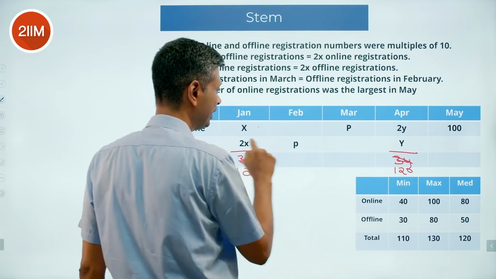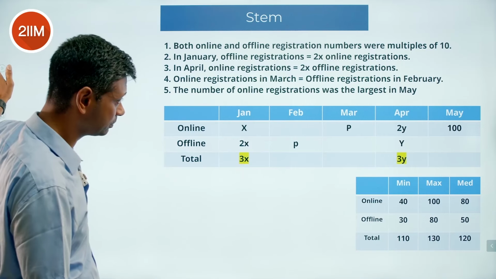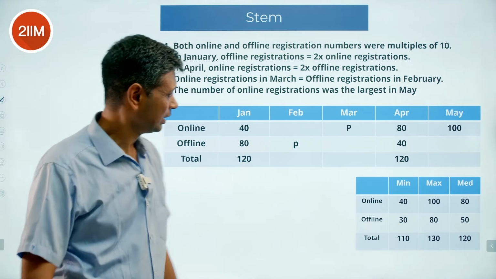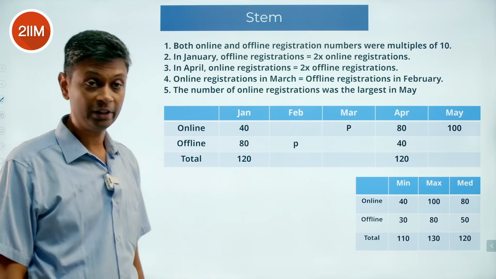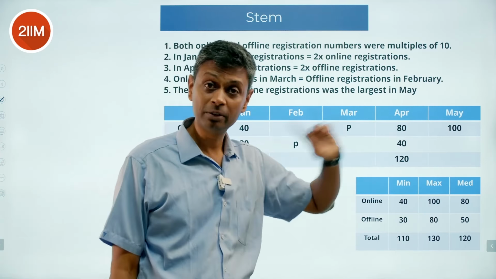So this is 40 and 80. This is 80 and 40. So we're rocking. You just fill all this data in. 40 and 80, 80 and 40. Lovely. Now the total maximum is 130. Online is 100 in May.